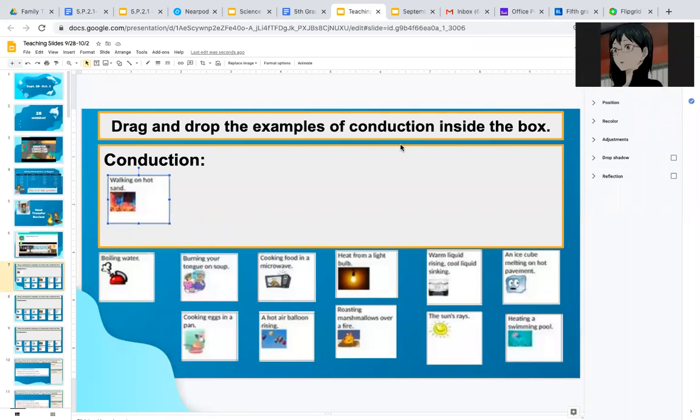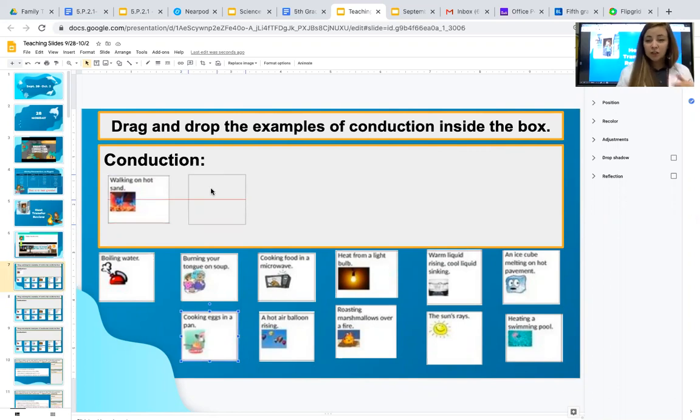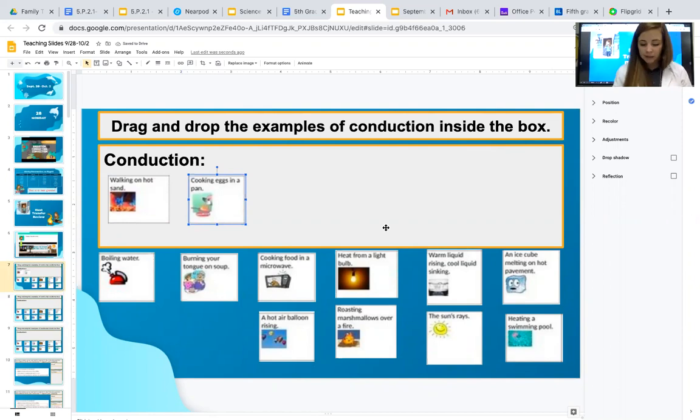Cooking eggs in a pan. Absolutely. We know that the eggs are in the pan, the eggs are touching the pan, so that is an excellent example of conduction. All right. Let's see who's up next on the random name generator.